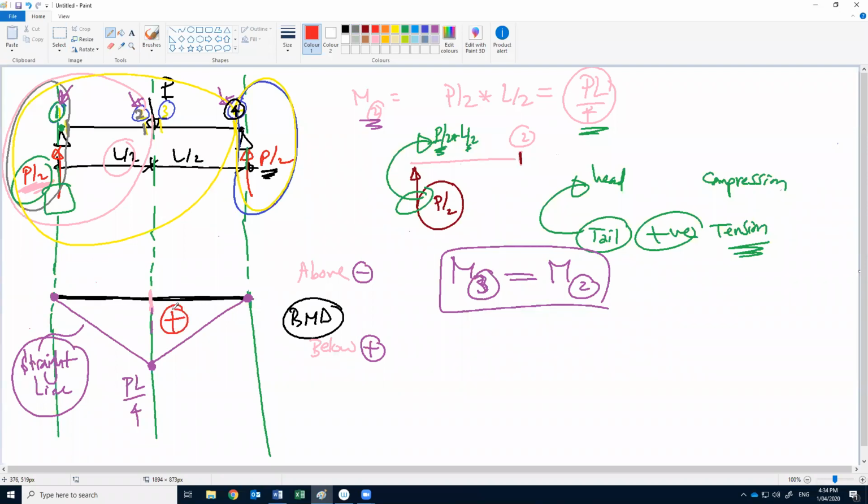Why positive again? If you return to this rule, as I said before, the moment has a tail and a head. The tail causes tension, and tension is positive. The head is compression, and compression is negative. That's why if you put the moment underneath the datum, this side is under tension, not under compression. Do you have any problem with the moment and shear for a simple beam with concentrated load? No. Okay, that's good.